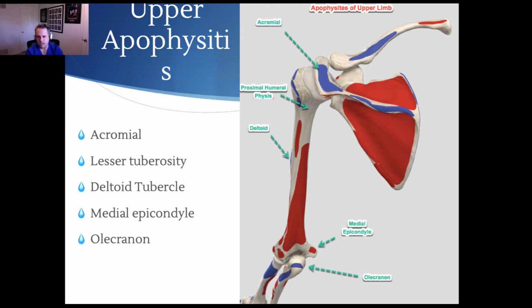So in terms of the upper apophyseal locations, these are, I will say, calmer locations. It's definitely less common than having an apophysitis in the lower limb. So you can have an acromial apophysitis, the lesser tuberosity, where your subscapularis inserts, the deltoid tubercle, the medial epicondyle, where your pronators and flexors originate, as well as your UCL, your ulnar collateral ligament, and then as well as the triceps insertion into the olecranon.